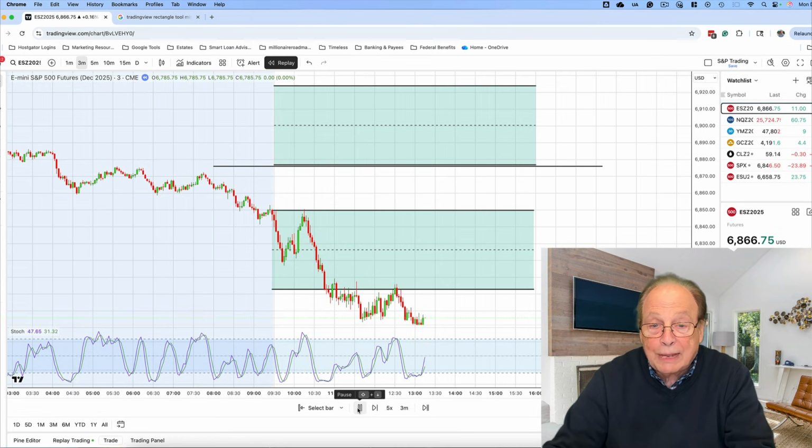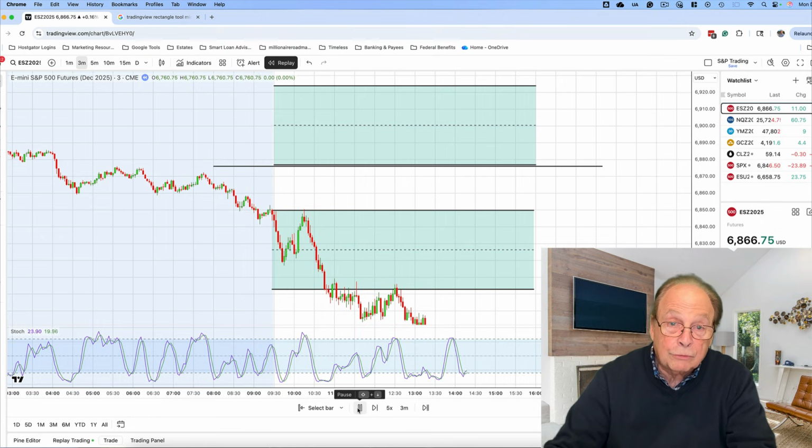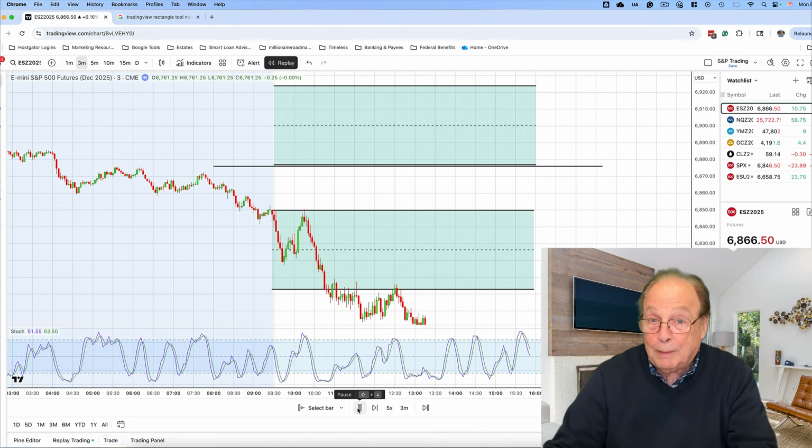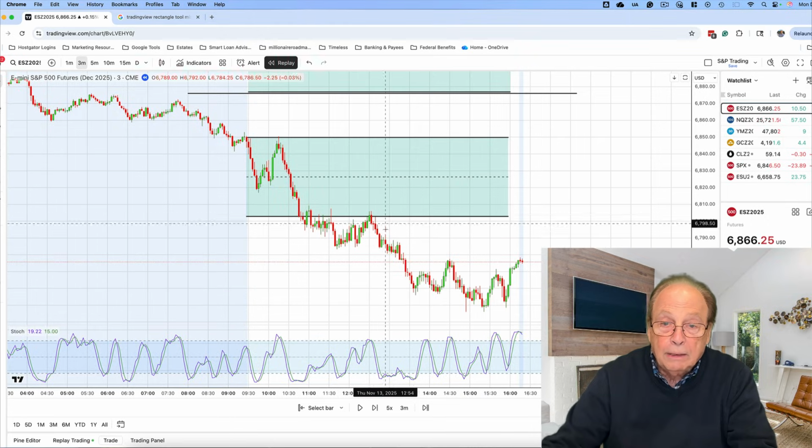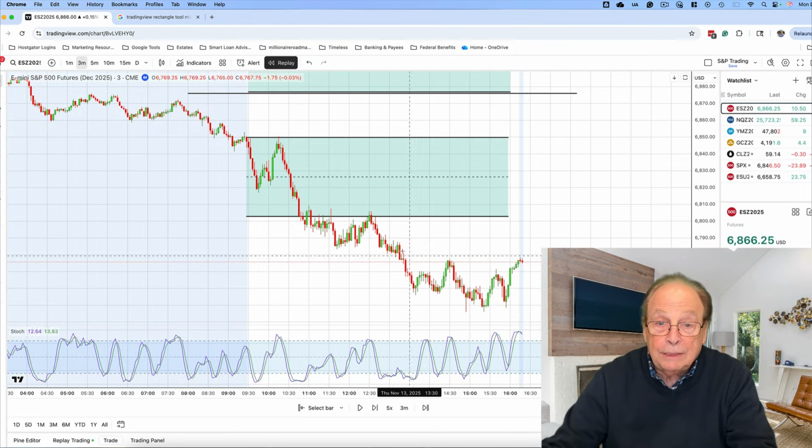If the market trades outside the trading zone, for whatever reason, it could be an external factor, like the Federal Reserve coming out with an announcement, or Donald Trump coming out with an announcement. We don't know. So on this particular day, prices actually plunged, and there was no way to really know it.